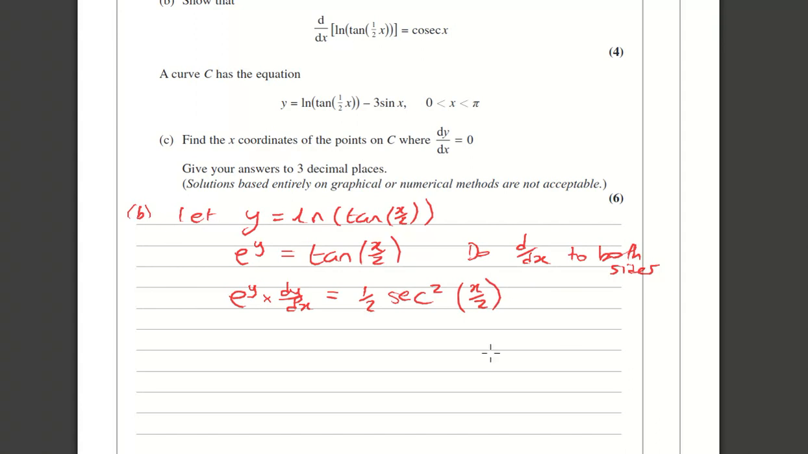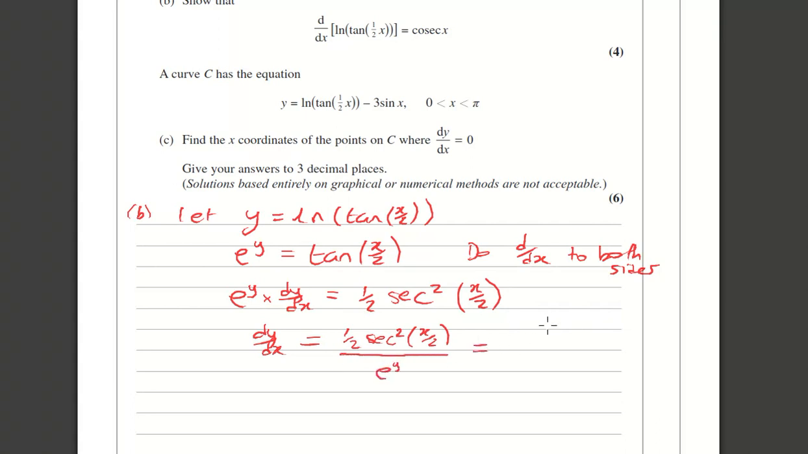And that's done. And now we need to find dy by dx. Remember, because we want dy by dx here, we want to show that ln of tan x over 2 differentiates to just cosec x. So that's what I've got to do. So I'm going to, once again, write dy by dx equals, okay, a half sec squared x over 2. But then I've got to divide that by e to the y.